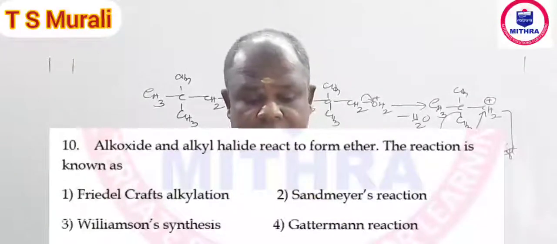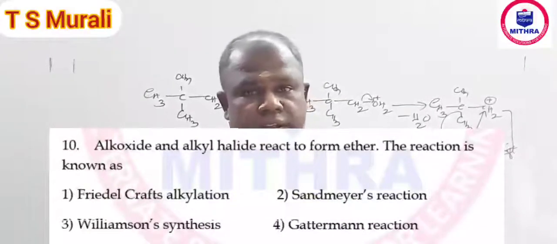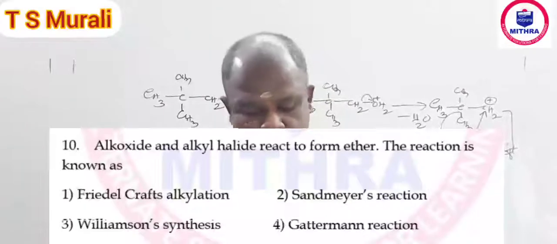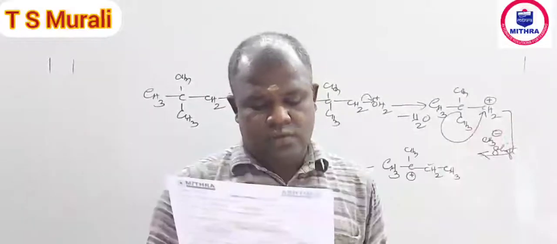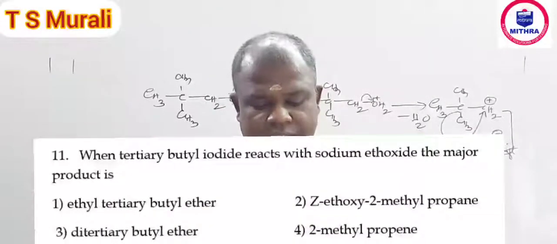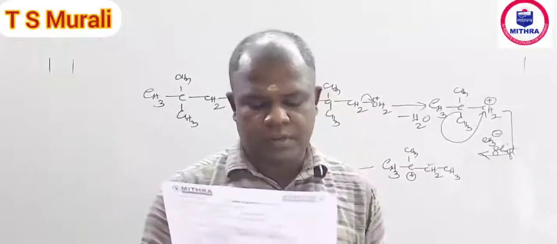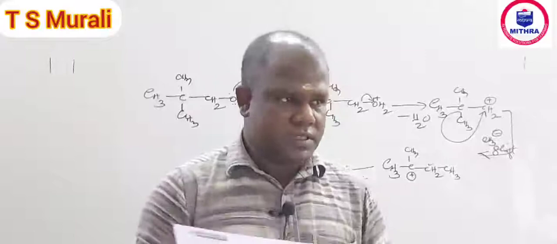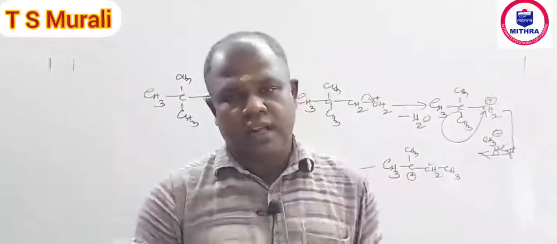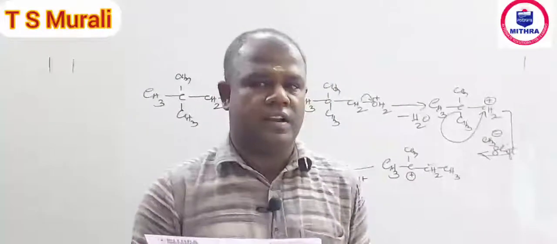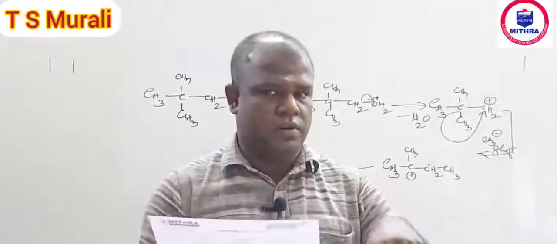Alkoxide and alkyl halide react together to form an ether. That reaction is called Williamson synthesis. Question number 11. Tertiary butyl iodide reacts with sodium ethoxide. It's an extension of Williamson synthesis. Remember, in Williamson synthesis, it's a short form, my version: halogen should never be connected to a benzene ring or to a tertiary carbon.